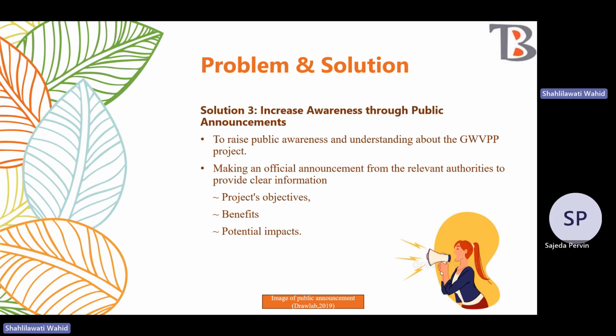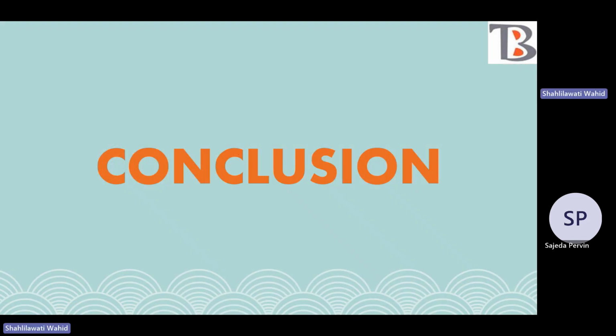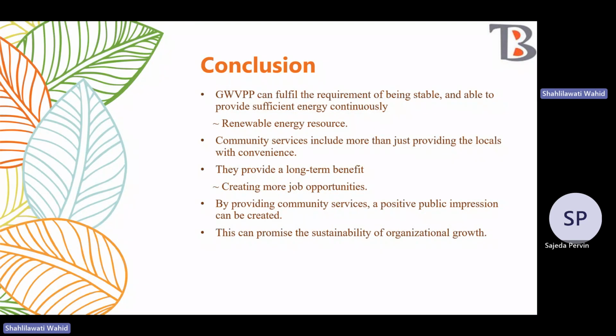And in conclusion, in order to improve the quality of life of residents who live around Sungai Sinarjau, it's crucial to implement GWBP because it is a sustainable energy resource, and GWBP can fulfill the requirement of being stable and able to provide sufficient energy continuously because it is a renewable energy resource. And implementation of GWBP at Sungai Sinarjau has achieved the initial purpose, which is to provide a community service.